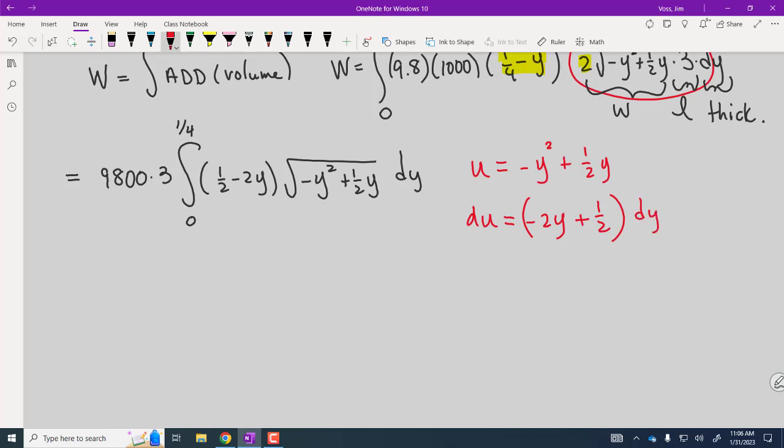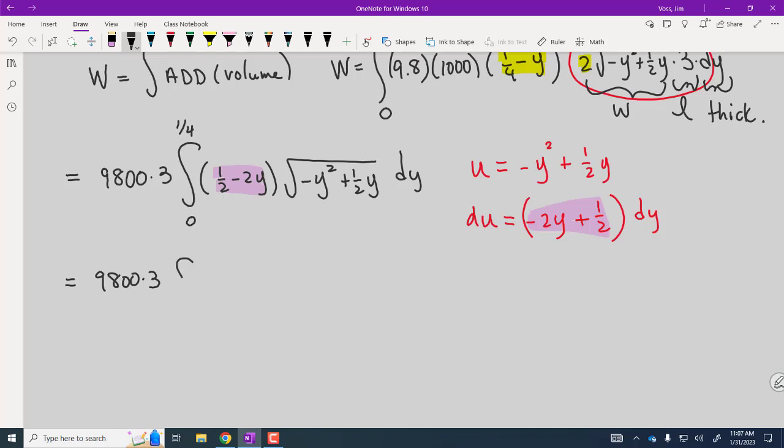And now we see that, oh, that matches exactly right here. 1/2 minus 2y, there's 1/2 minus 2y. So those match. Okay, so 9800 multiplied by 3. We can multiply that out. Usually I'll just wait because sometimes we're going to end up with a denominator that will have a common factor.